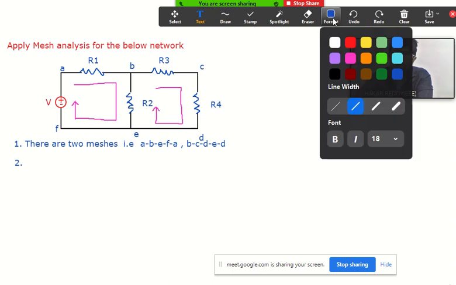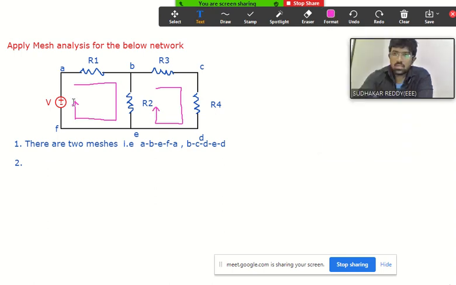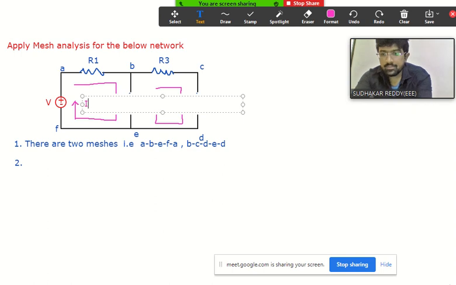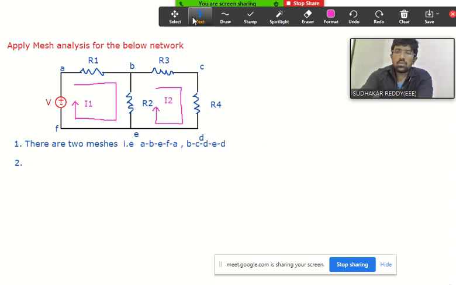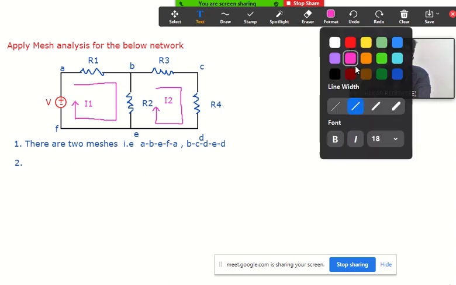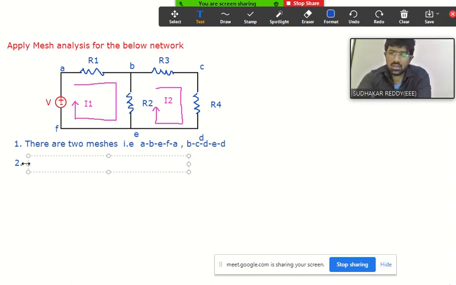So indicate this loop current I consider as I1. This loop current as I2. Right? No doubt. Assume two loop currents, I1 and I2. For your understanding, I'm telling all these things. In the exam, you need not write all these things. Directly you can apply. Assume two loop currents. So what are they? I1 and I2.